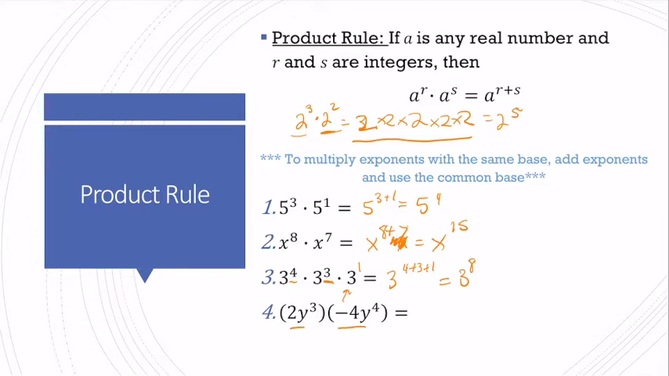If I'm multiplying them together and they have a coefficient in front, I need to multiply those coefficients. So I've got 2 times negative 4, which is negative 8. Then I can go ahead and add those exponents, y to the 3 plus 4. So I have negative 8 y to the 7th.